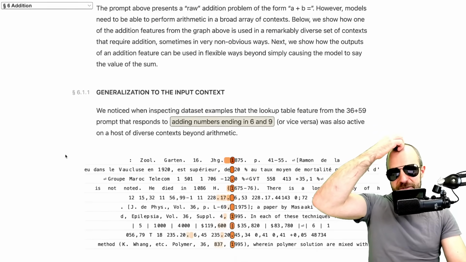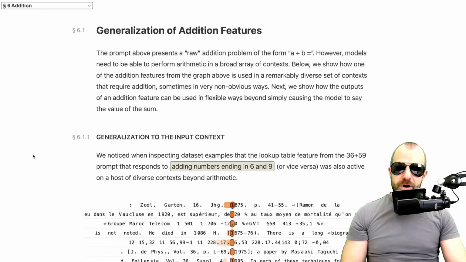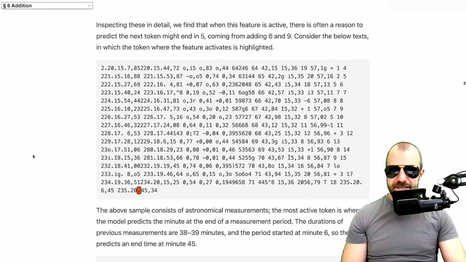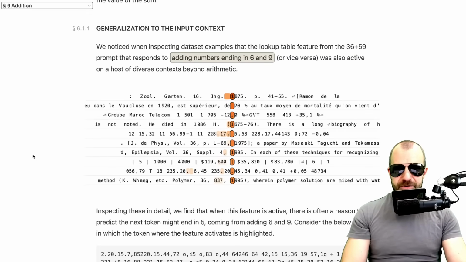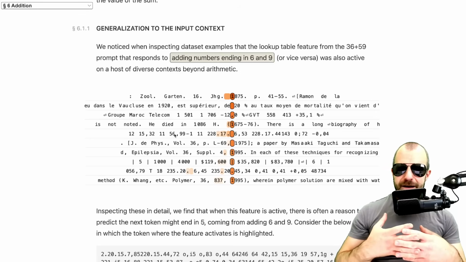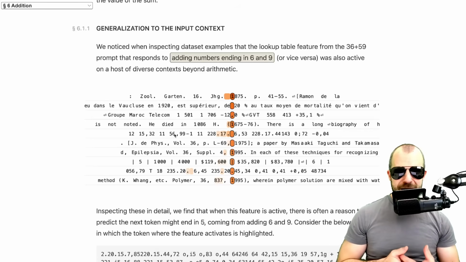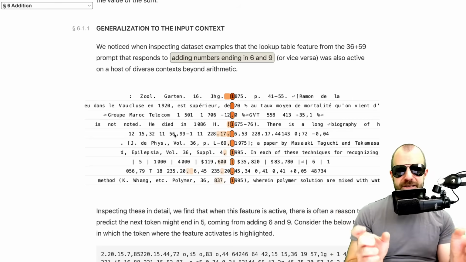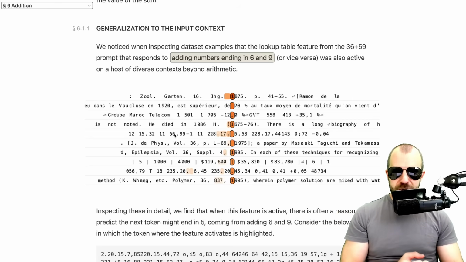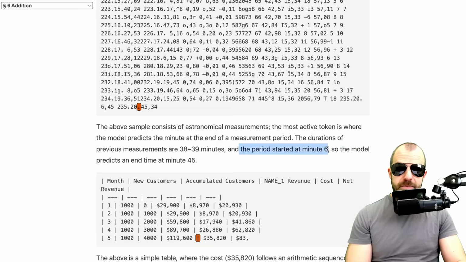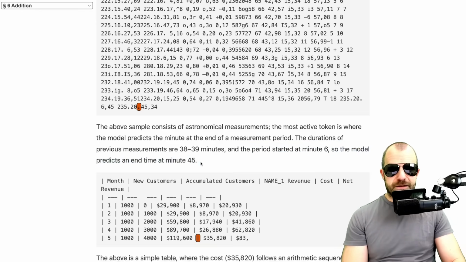They also investigate what they call generalization of addition features, and we have hypothesized this from very, very early on already: how do these things learn to do math? What's also evident here is that the features aren't just activated in the realm of actually doing math, like actually inputting text that says this plus this, but are also activated in other contexts. So here they have astronomical measurements where the durations of previous measurements are 38 to 39 minutes and the period started at minute 6, so the model predicts an end time at minute 45.